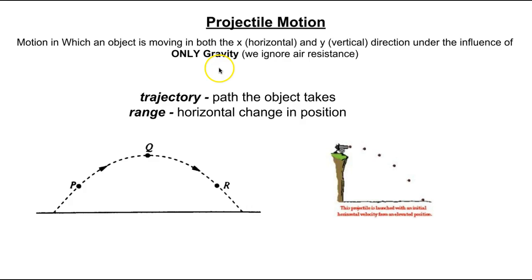Let's begin. Projectile motion is motion in which an object is moving in both the x and y directions under the influence only of gravity. Two key words that we'll need to understand, that make it different from two-dimensional motion, are trajectory and range.